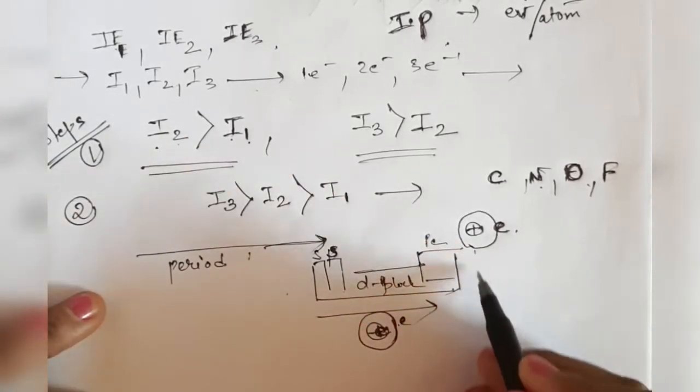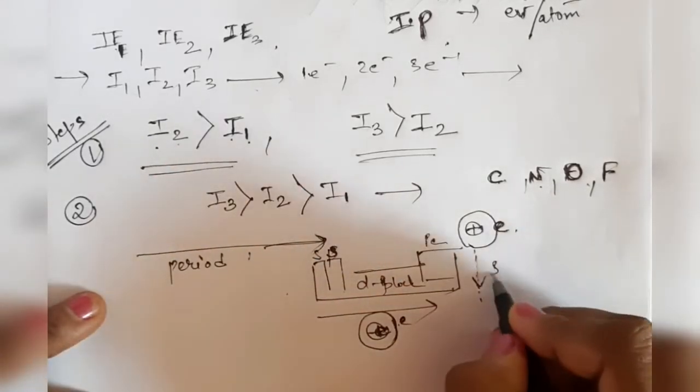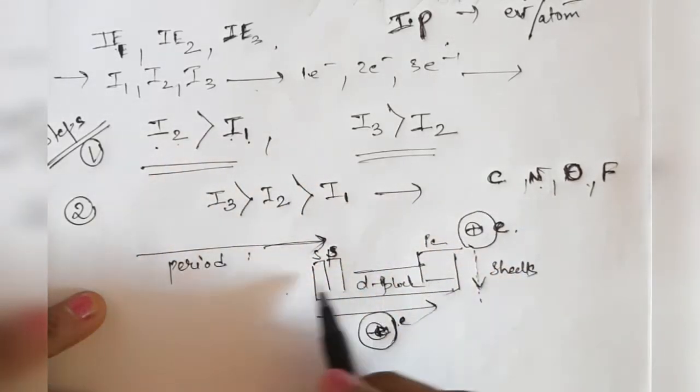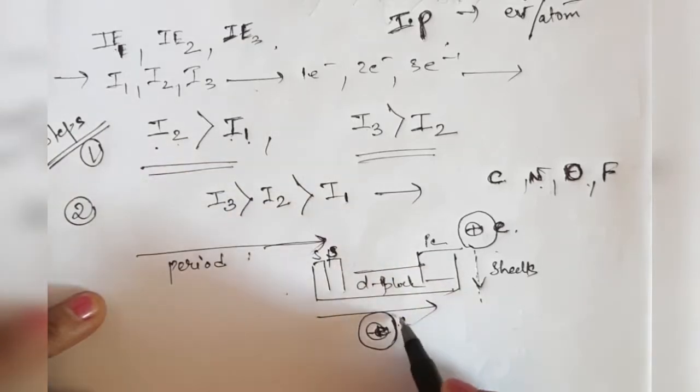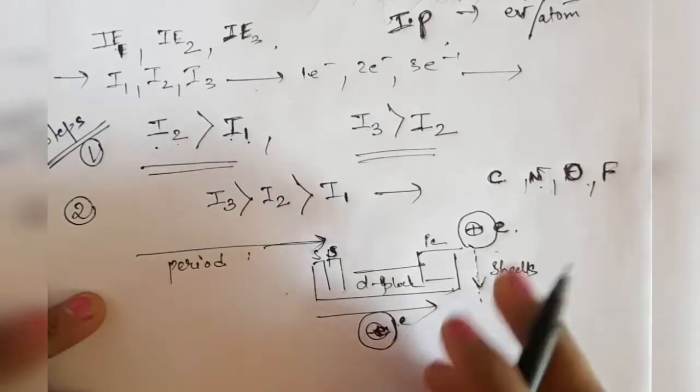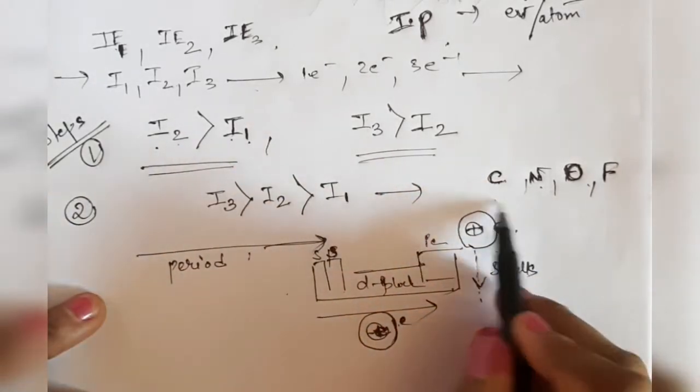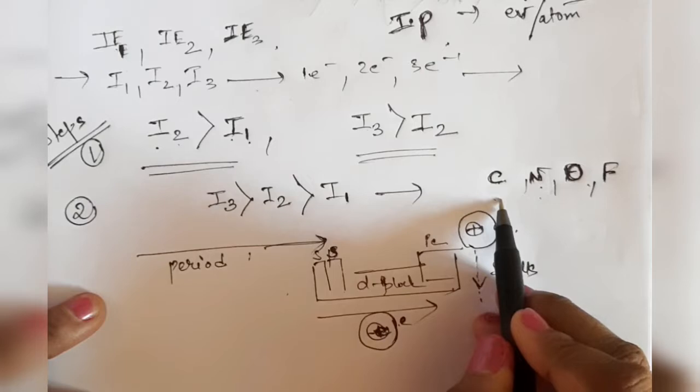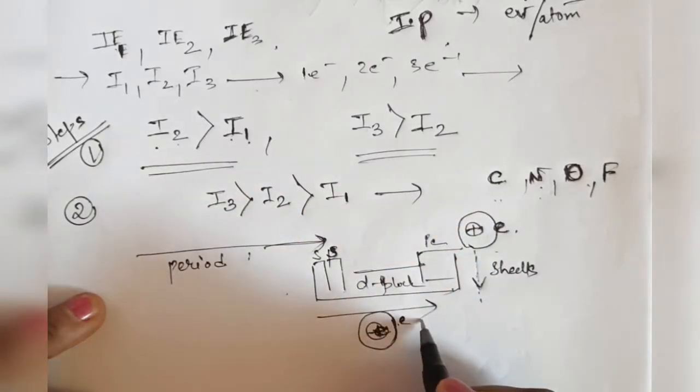Now when you go down the group, shells increase, whereas in a period the shells remain the same. So you are adding electrons to the same subshell. And when you go from here to here, you are not only adding one electron more, you are adding one proton more, so your effective nuclear charge is increasing, is it not?